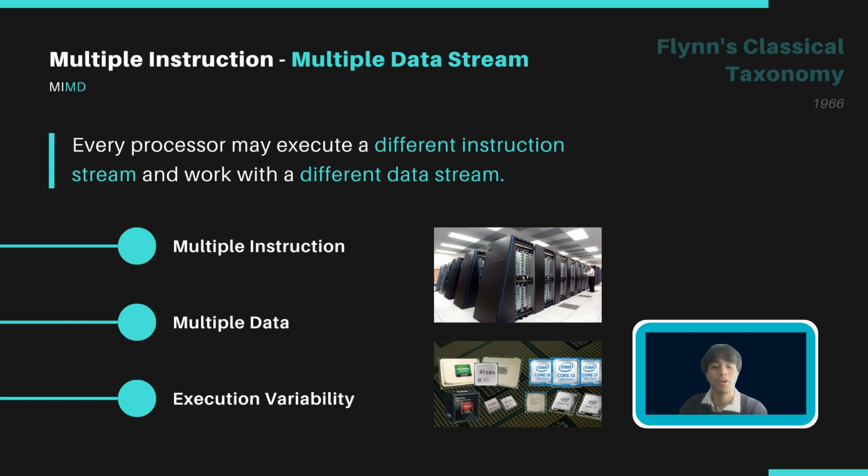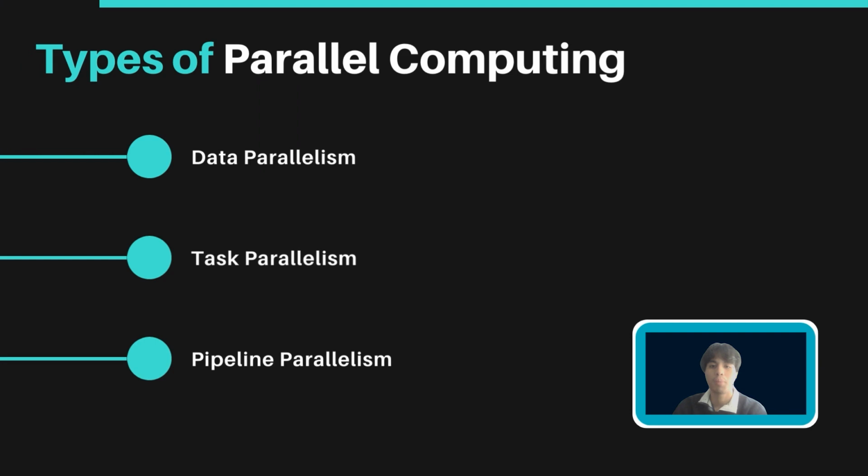This taxonomy offers a valuable framework for classifying parallel computer architectures based on the instruction and data stream characteristics. By understanding this classification, we gain insight into the diverse landscape of parallel computing and its applications across various domains. Now, let's delve into the diverse landscape of parallelism. There are three types of parallelism.